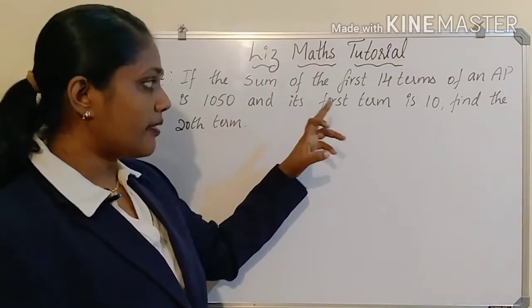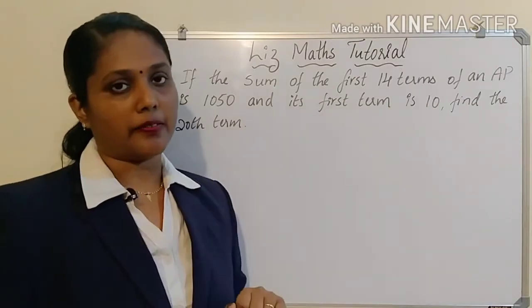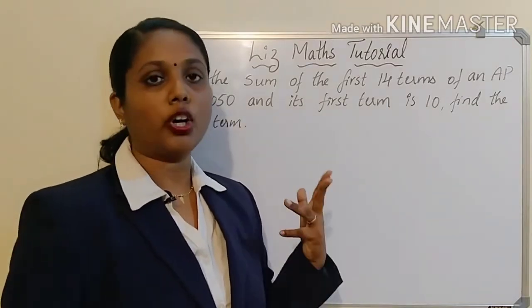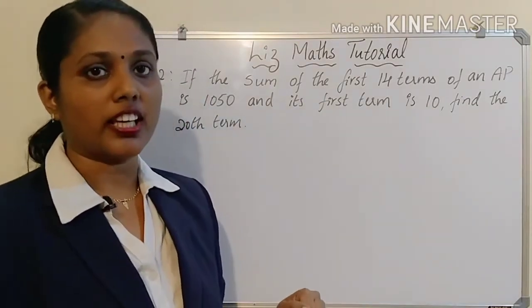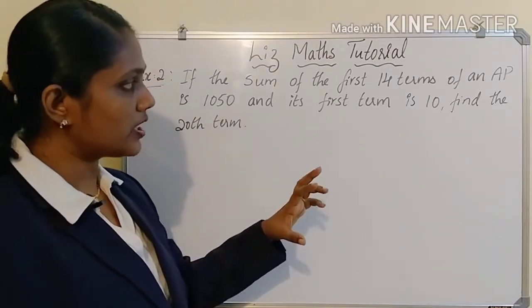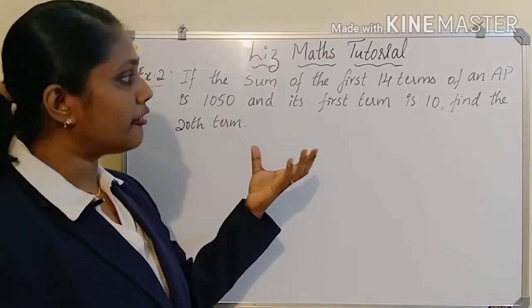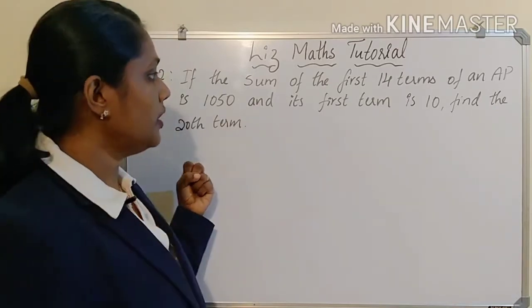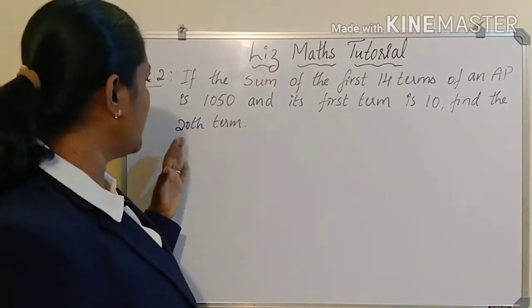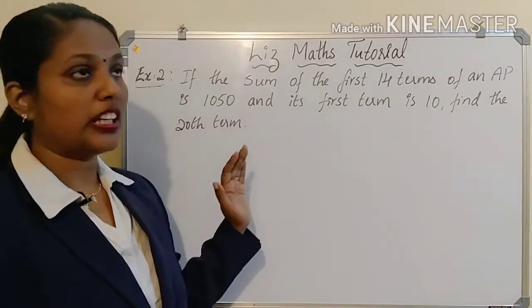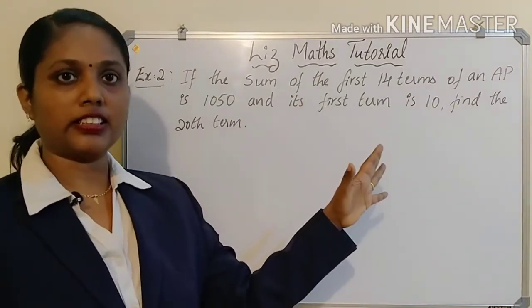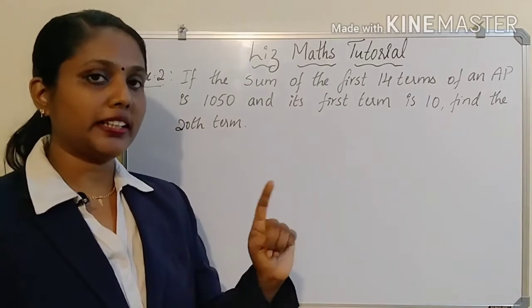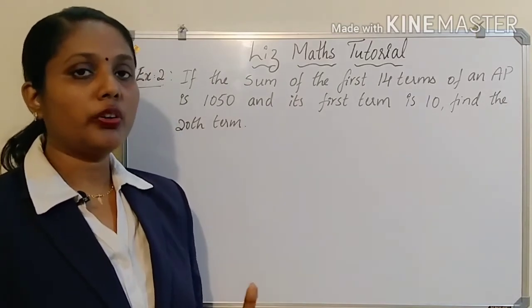So, its first term they have given. First term is 10. They have not given the second term or the common difference. Here they have given the first term and the total sum of the first 14 terms. Then they asked you to find the 20th term. After the 14th term, there are more terms. So, you have to find the 20th term. So, how to find it?